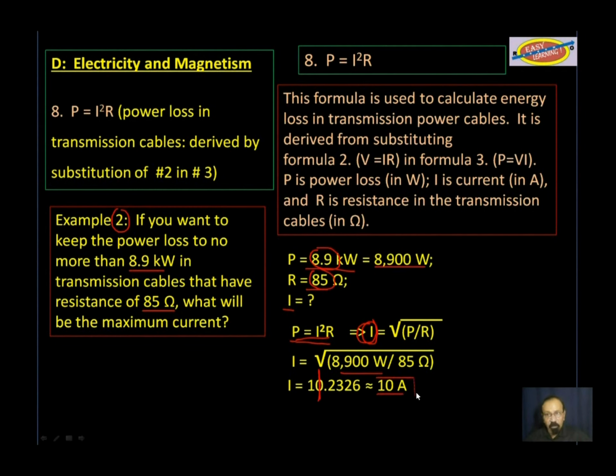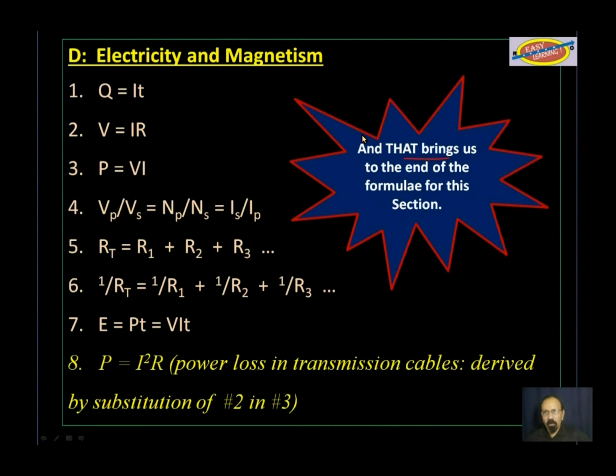Now, this one could be a bit ambiguous, so just to make sure, we will add in the margin of error to show where our uncertain digit is. And since we are rounding off at the 1's position, we take half of that position, which would give us 0.5, and our answer can be clearly stated as 10 plus or minus 0.5 amp, which means we were rounding off at that position. And that brings us to the end of the formulae for this section, section D, electricity and magnetism. Notice we didn't do much on magnetism.